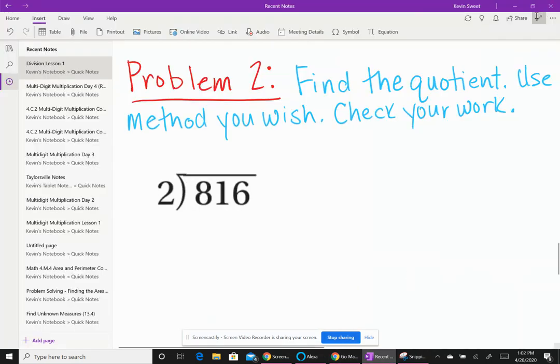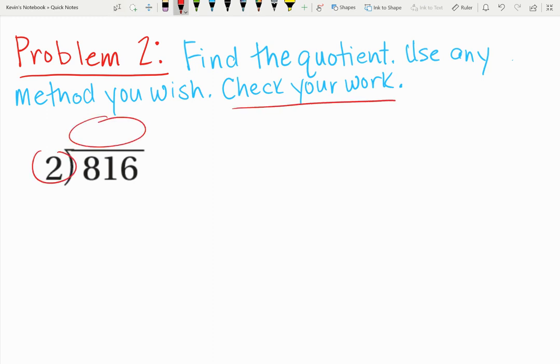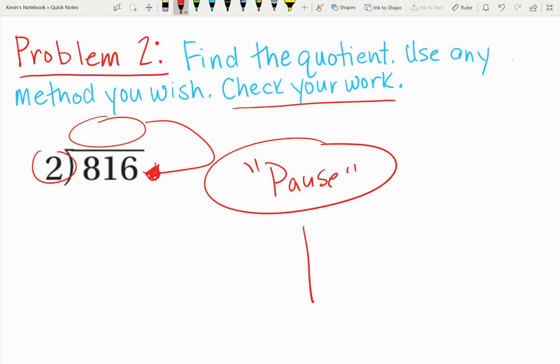Welcome back, 4th grade. We are on problem number 2. Find the quotient, use any method you wish, check your work. Okay, remember to check your work. That just means multiply your quotient by your divisor. That should equal 816. Go ahead and you are going to answer on its learning. Go ahead and pause the video and answer on its learning now. See you for problem number 3.